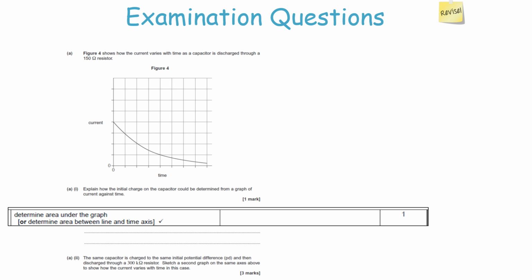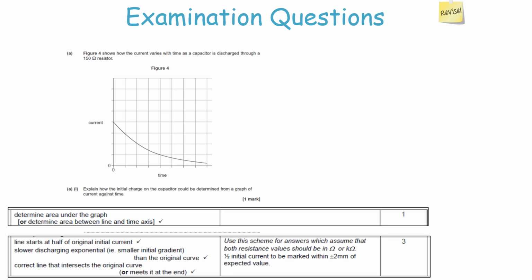Now the next question is, the same capacitor is charged and then is discharged through that 300 kilo ohm resistor, sketch on a second graph. So you notice that the line would now start at about half of the original initial current. You know this because the resistance has doubled, so therefore current and resistance are inversely proportional. So if the resistance is doubled, the current halves, so the initial value is half.